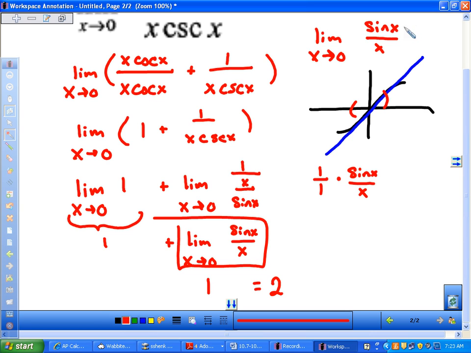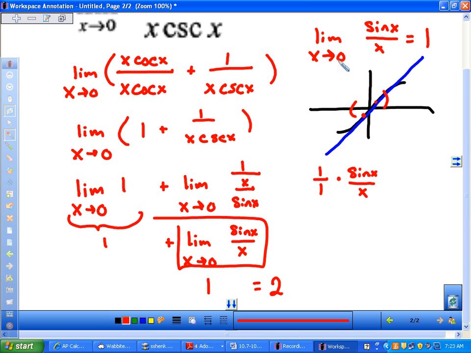Which basically means I've got a quantity that's being divided by what? Itself. The black and the blue here are basically the same quantities. And again, we're not looking at 0, we're looking as we approach 0. So as we're right here, the black and the blue function values are pretty much the same. As we look up here, the black and the blue function values are pretty much the same. Anything divided by itself is equal to 1. So that's why this limit right here is equal to 1.